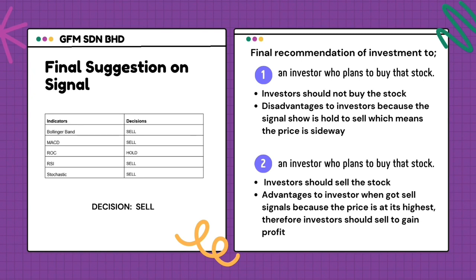For an investor who plans to buy the stock, it's recommended not to buy the stock because, based on the analysis, this will be a disadvantage to the investor because the signal we got is sell, which means the price is high. If the investor still buys the stock and the price falls, they only lose and no profit will be gained.